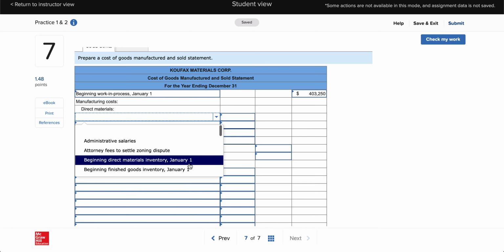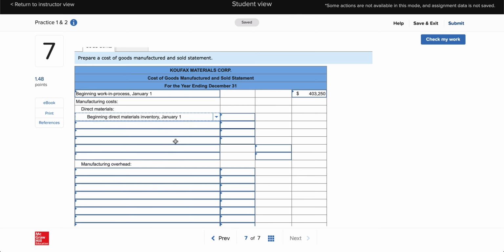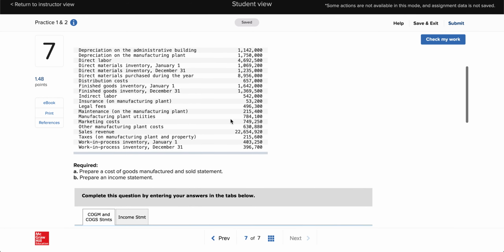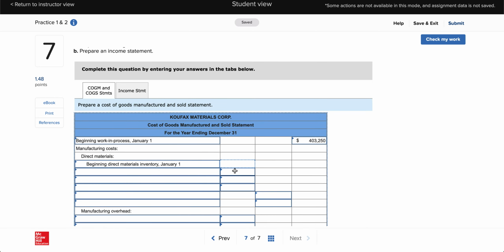I'm going to take the beginning direct materials inventory from January 1st. This is the type of problem that I actually like to print a copy out first, and then I check these numbers off as I use them, so that it minimizes how much looking I have to do later. But the beginning direct materials inventory for January 1st, we're looking at $1,069,200.